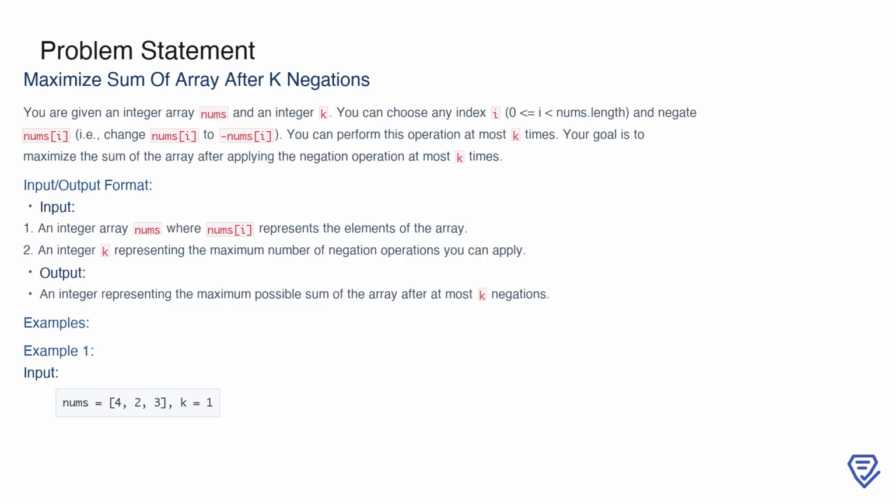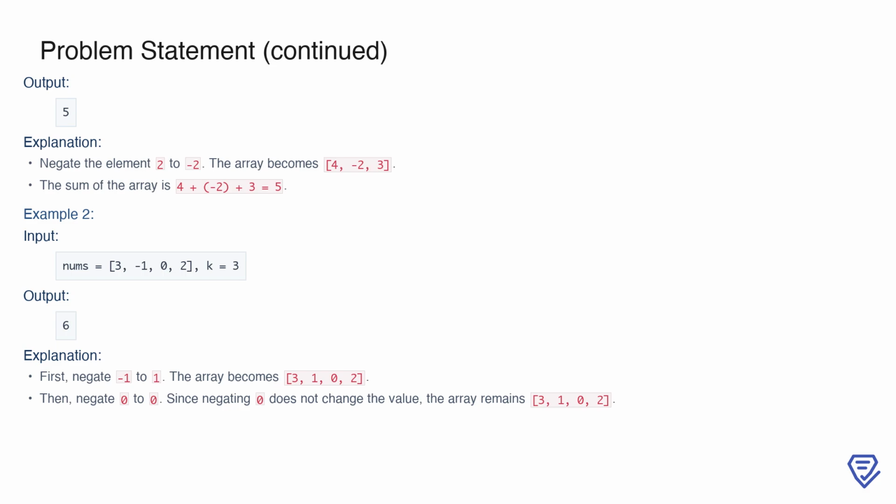Let's look at some examples to better understand the concept. In the first example, the input is nums equals 4, 2, 3, and k equals 1. Here, we are allowed to perform only one negation operation. To maximize the sum, we choose to negate the number 2, turning it into -2. The array now becomes 4, -2, 3. Adding up the elements of this updated array, we get 4 plus -2 plus 3, which equals 5. So, the output for this example is 5.